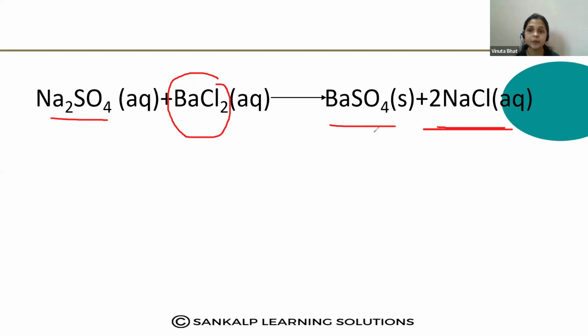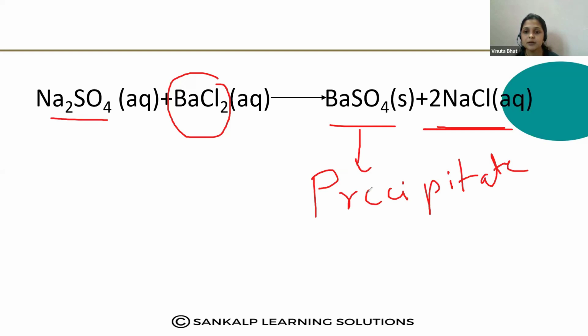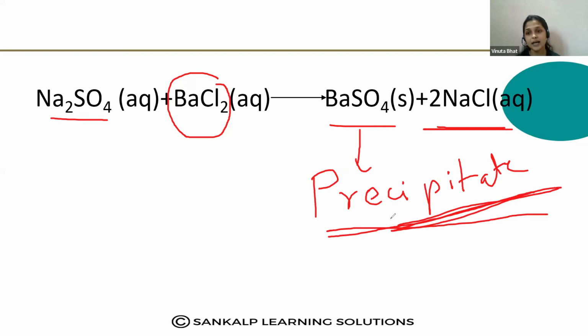We can say by observing the precipitate: a white precipitate is formed in this reaction. So by observing the precipitate, we can say that a chemical reaction is taking place. This is the chemical reaction of sodium sulfate reacting with barium chloride. Very important, and please know the balanced chemical reaction.